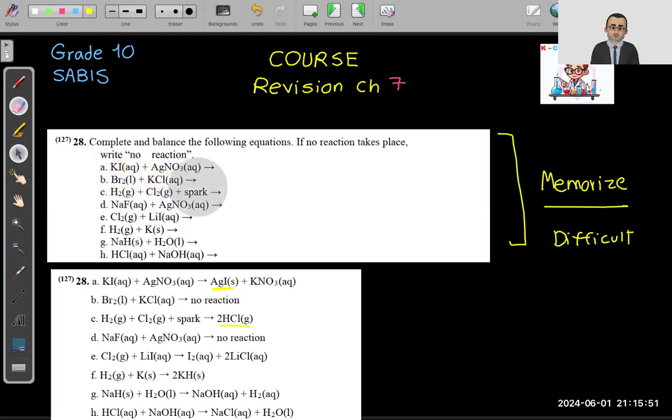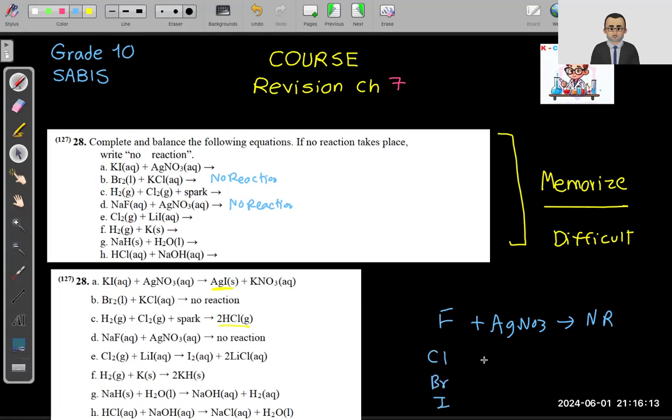Yes. For the reactions that do not happen, the first one is no reaction, and we know the reason. And this one, F, does not react, no reaction. Why, Mister, is this no reaction? Because that has F. So F plus AgNO3, no reaction. So which ones had a reaction, Mister? Cl, Br and iodide have a reaction.